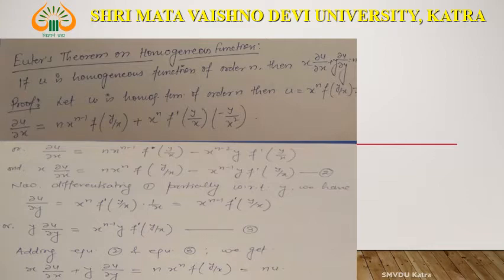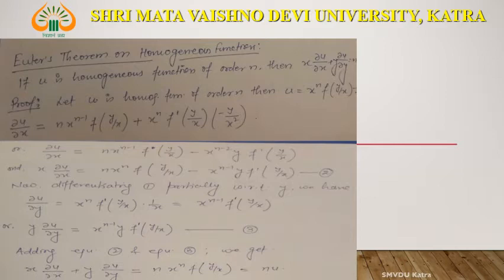Euler's theorem will help us find terms like x del u by del x and y del u by del y. Suppose for any given function we have to evaluate x del u by del x plus y del u by del y. If you have a complicated function, evaluating del u by del x is not an easy task. Then again evaluate del u by del y, multiply del u by del x by x and del u by del y by y, add them and solve.